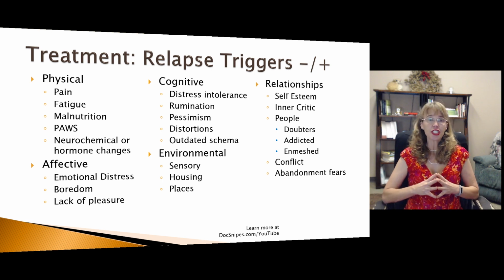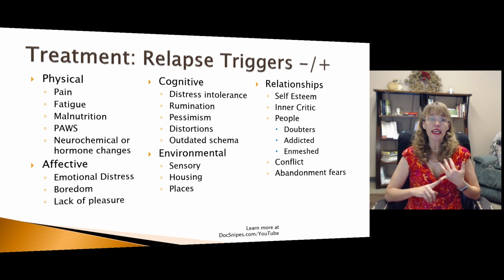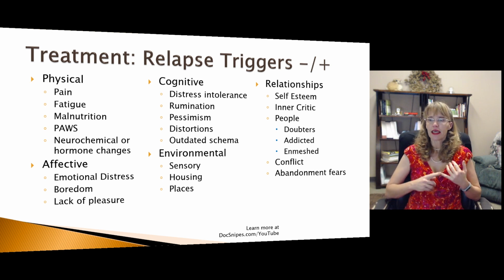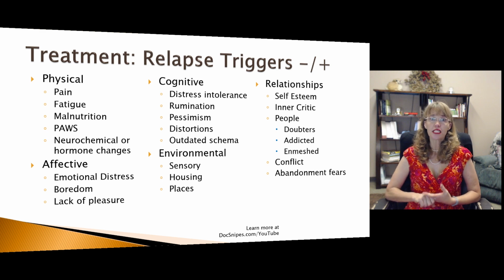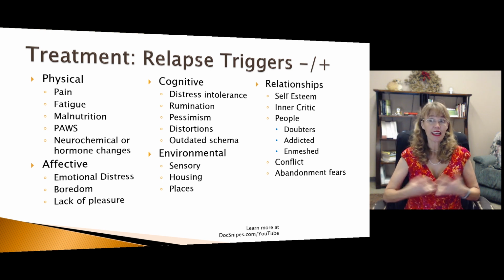In terms of relationships, low self-esteem can be a huge trigger. It can trigger abandonment fears. It can trigger social anxiety. It can trigger a lot of stuff. So self-esteem work is really important. So when somebody looks in the mirror, it is a trigger for optimism and recovery, not a trigger for anxiety and use.